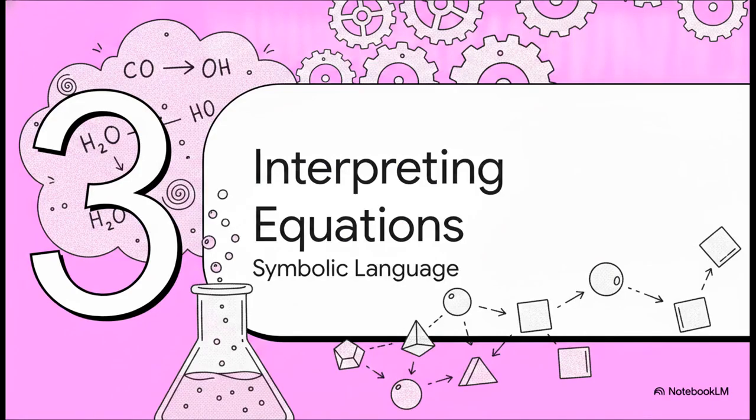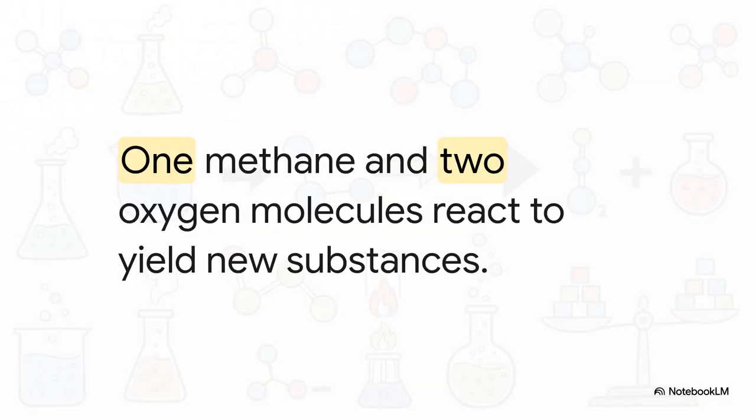Let's jump into Section 3, Interpreting the Symbolic Equation. Now that we know how to spot a chemical reaction out in the real world, how do chemists actually codify this into a readable symbolic language? Let's take a very specific reaction, the combustion of methane. In plain English, we read it like this. One methane molecule and two oxygen molecules react to yield one carbon dioxide molecule and two water molecules.